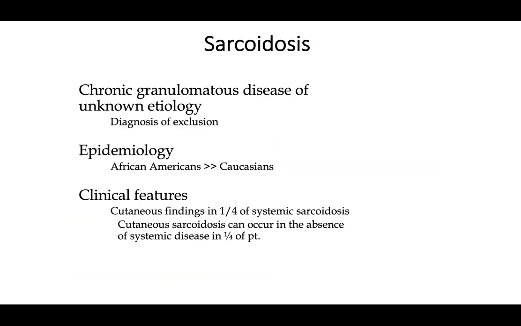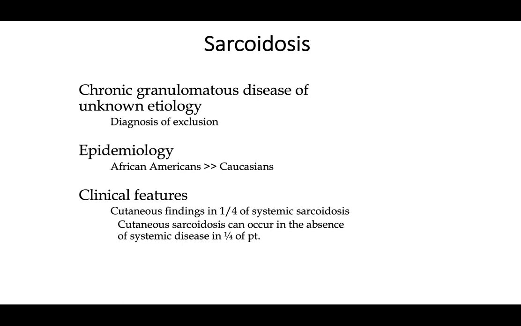So what is sarcoidosis? It's a chronic granulomatous disease of unknown etiology. It's a diagnosis of exclusion. We often see it in African American or Black patients, much more than we see in Caucasian patients. However, I've seen the diagnosis in all different races and ethnicities and Fitzpatrick skin types. The clinical features include up to 1/4 of the patients with cutaneous findings.